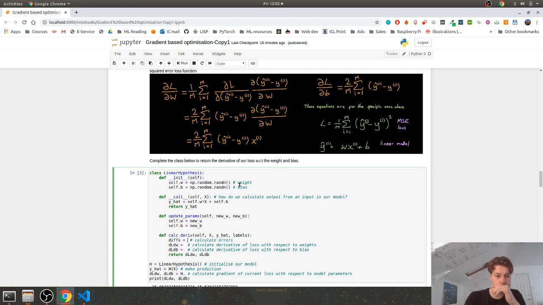So let's look at these equations. The first thing that they both contain, you can see, is this difference between our predictions and our true labels. So that's what we'll calculate first. We'll do diffs is equal to y hat minus labels.